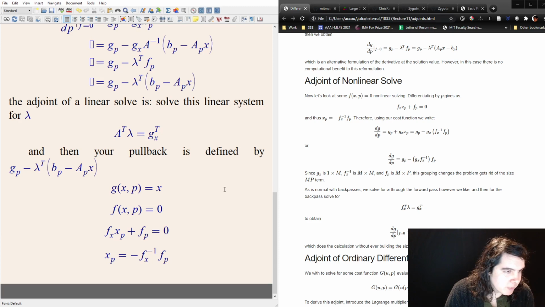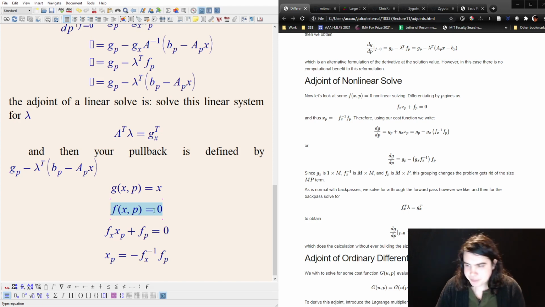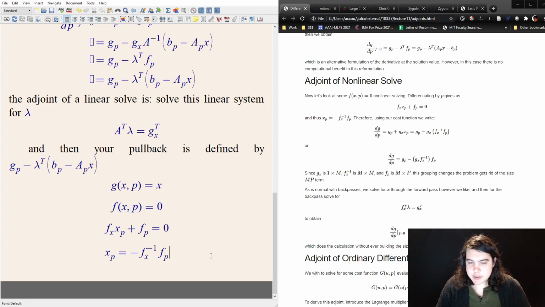Except you have to take the derivative somewhere. That derivative needs to be taken at the point where the nonlinear system is satisfied, right? So, okay, let's assume we have a cost function. This cost function will end up being the identity function again, but let's assume we have a cost function.